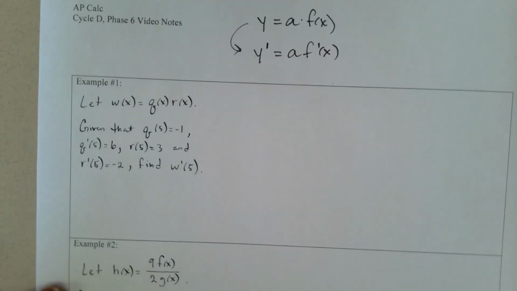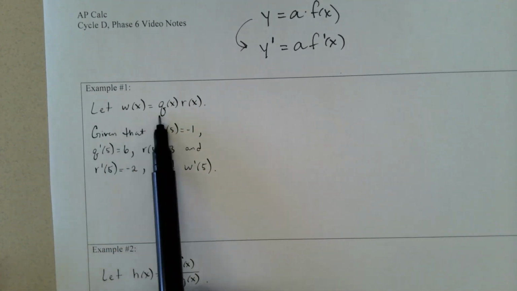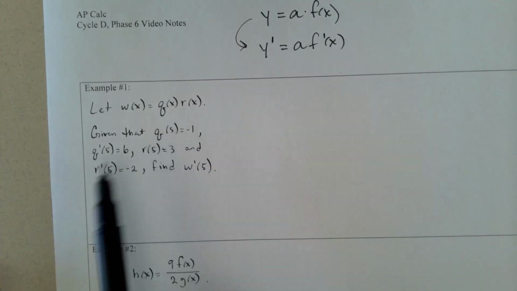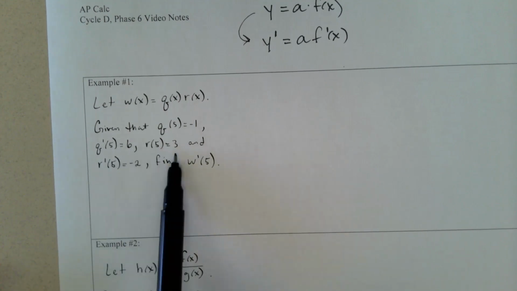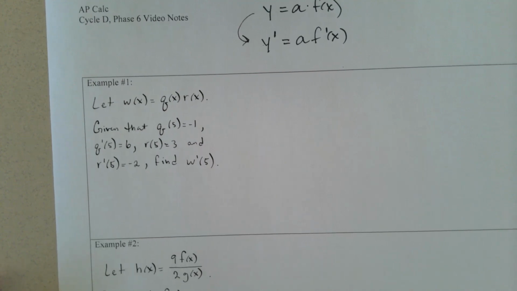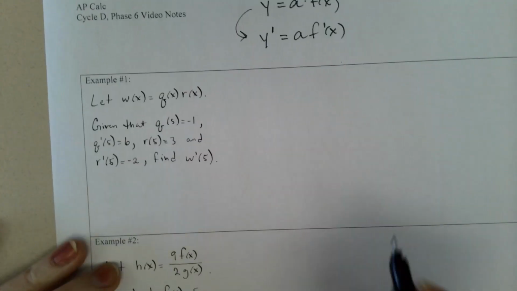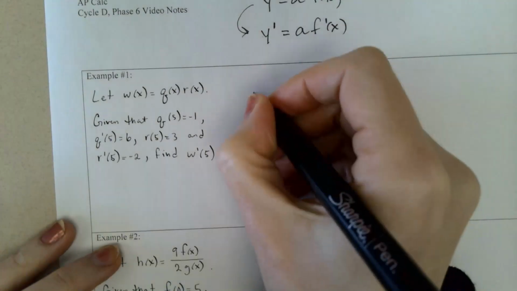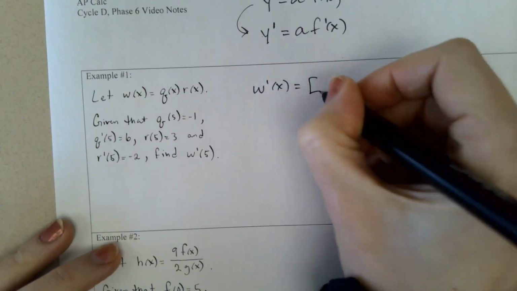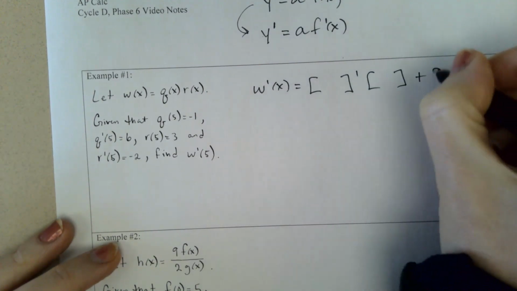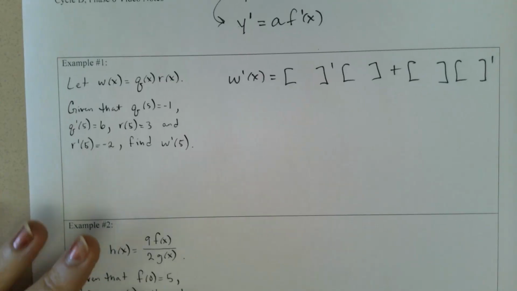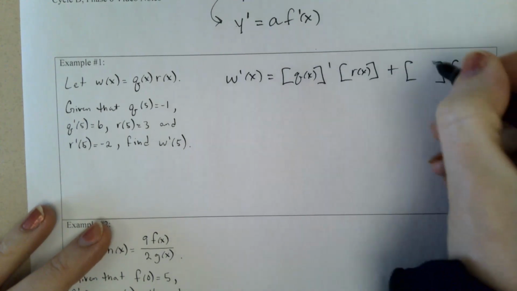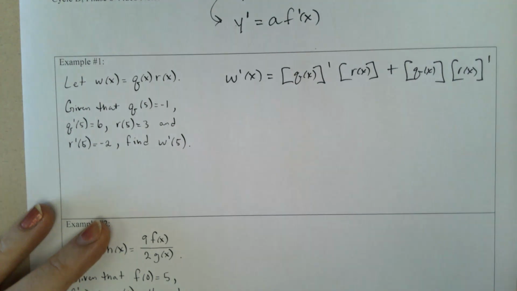Now, I'm going to do this example here. If we let w of x equal q of x times r of x, given that q of 5 is -1, q prime of 5 is 6, r of 5 is 3, and r prime of 5 is -2, find w prime of 5. So what we need, guys, is w prime. Now, w is a product, so when I do w prime, I need the product rule. So I go bracket prime, bracket, plus bracket, prime. That's the product rule. And then what goes inside the brackets is q and r: q of x, r of x, q of x, r of x.